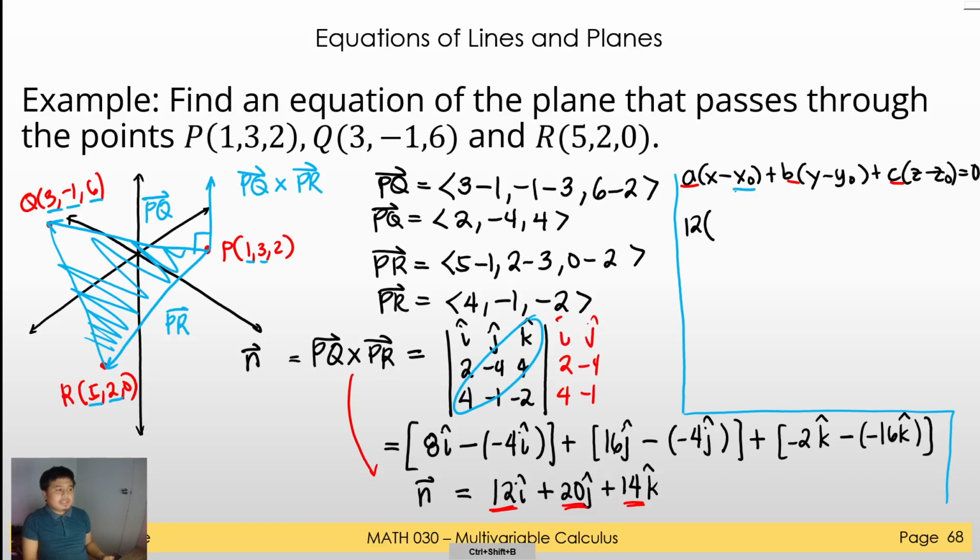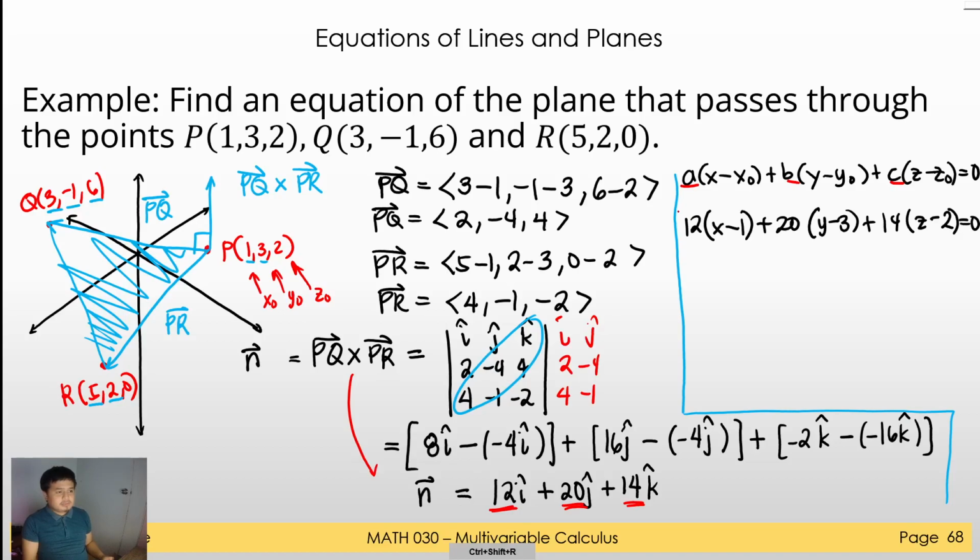And then what about the x sub 0? Guys, you can pick any of these three points. It will be equivalent, but to make things consistent, I will just make use of P here. So we will substitute here. The x sub 0 is 1, this will be your y sub 0, and this will be your z sub 0. So we have 12 times (x minus 1) plus b here is 20 times (y minus 3) plus 14 times (z minus 2) equals 0.